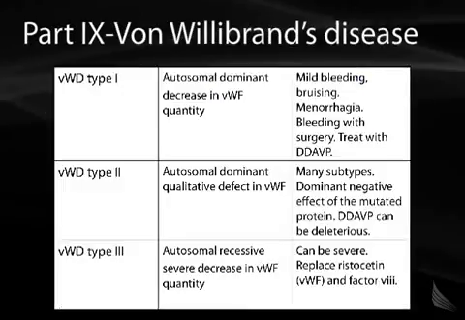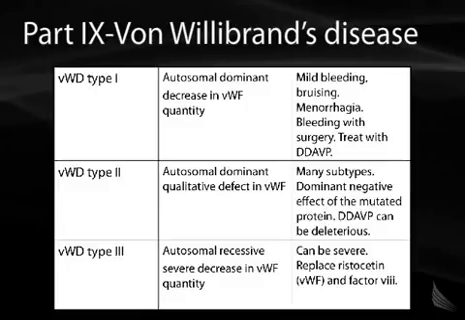Von Willebrand's disease, there's 3 different types that you're going to want to know. In this one, remember, we're talking about mucocutaneous bleeding. Von Willebrand's disease is classically characterized by bleeding gums, that kind of thing. So for type 1, it's autosomal dominant, and it's a decrease in von Willebrand factor quantity. Again, mild bleeding, bruising, menorrhagia, bleeding with surgery. Since this is a decrease in quantity, we can treat with DDAVP, and we can substitute that for the von Willebrand's factor and help with this disease.